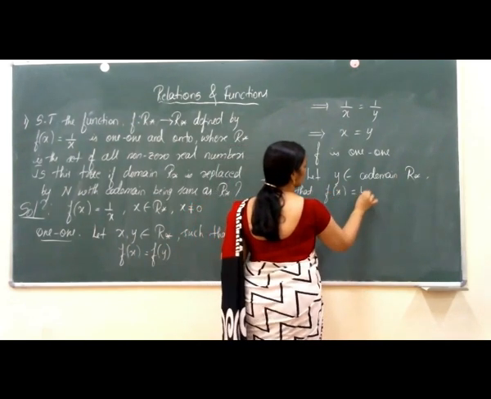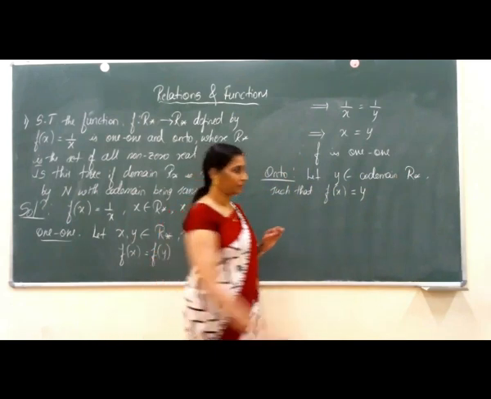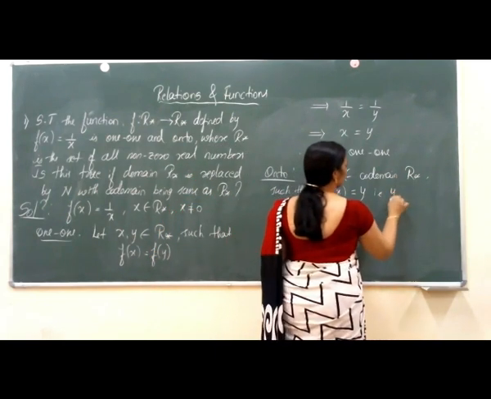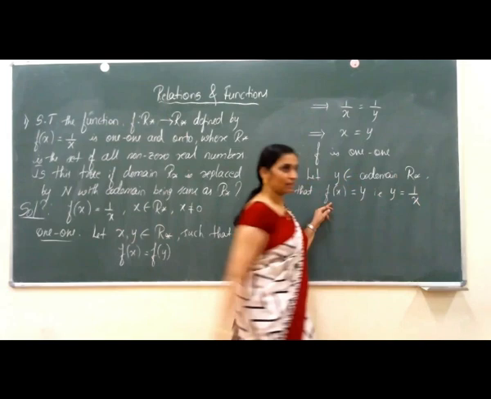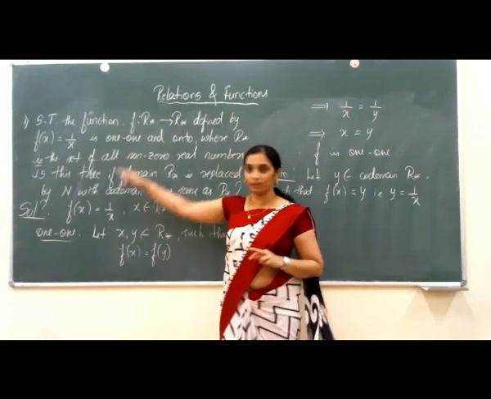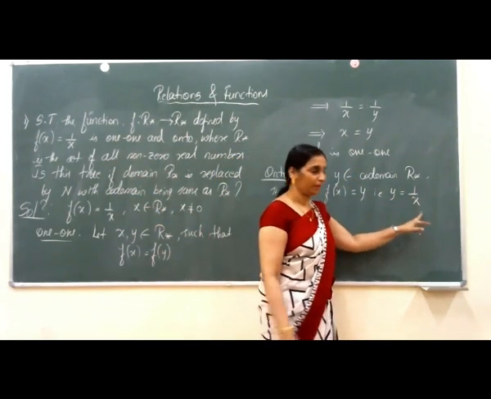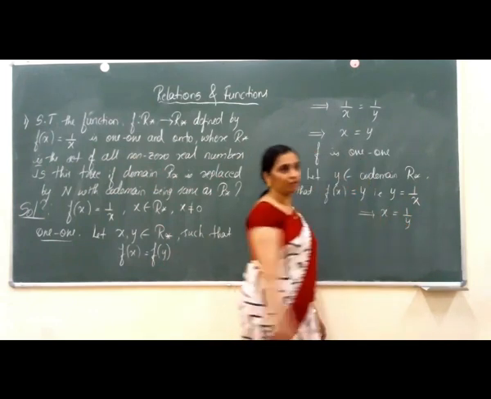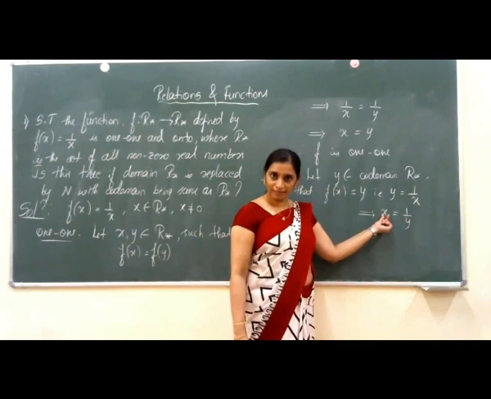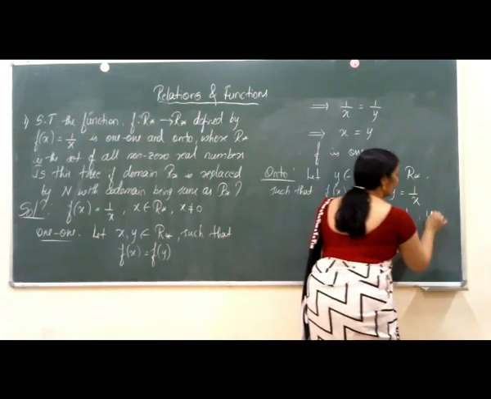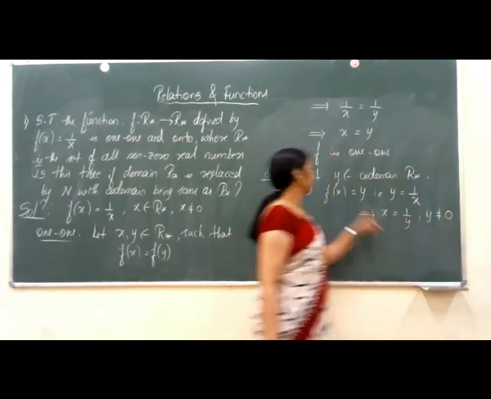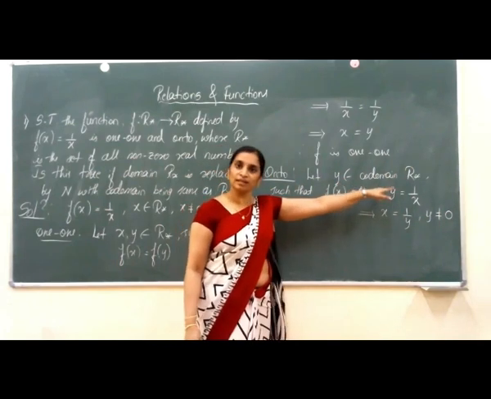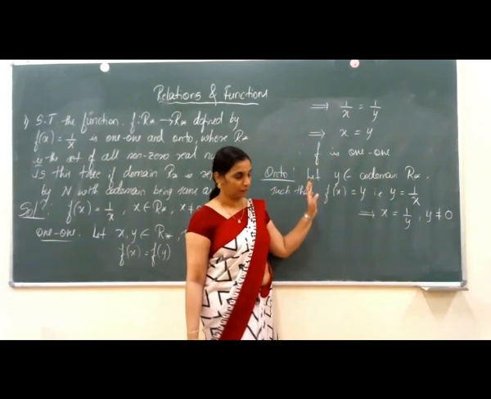such that f of x is equal to y. That is, y is equal to 1 by x. f of x is nothing but, the definition is 1 by x. So y is equal to 1 by x. But that implies x is equal to 1 by y. The value of x is 1 by y and here y is not equal to 0 because y belongs to R star, the set of non-zero real numbers.